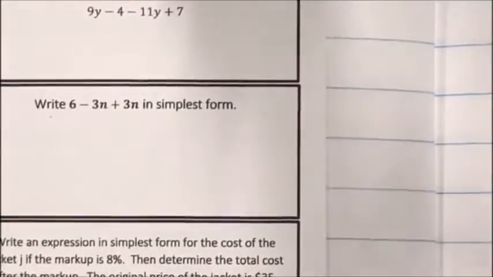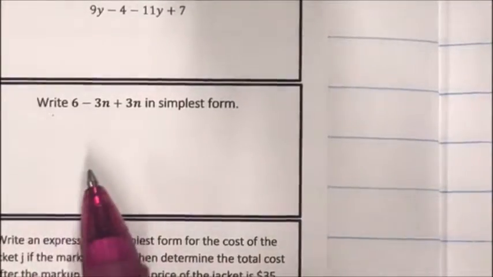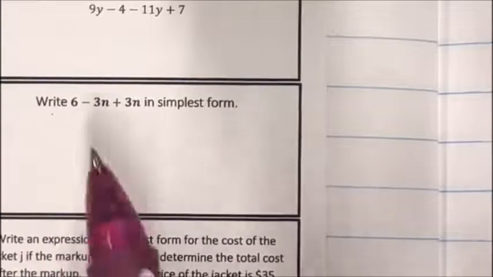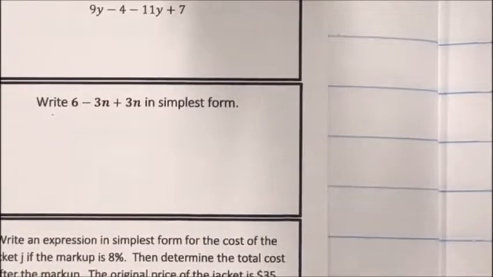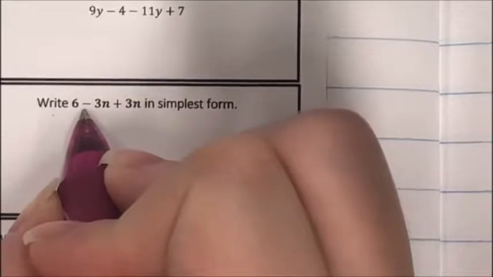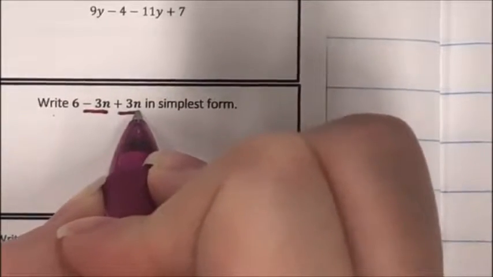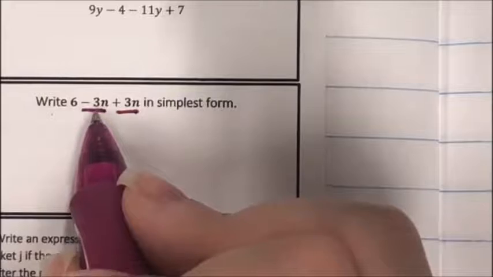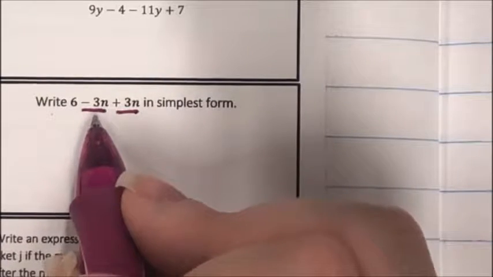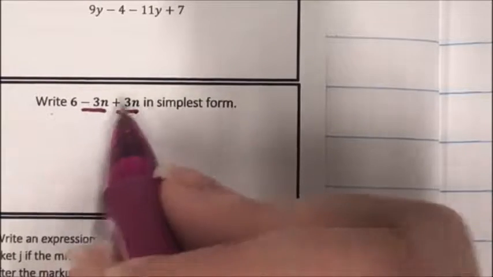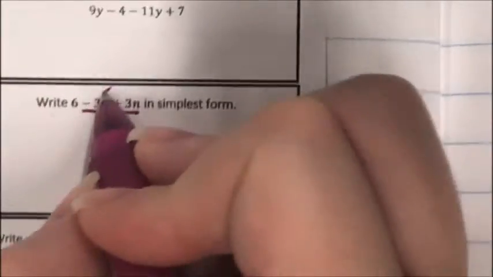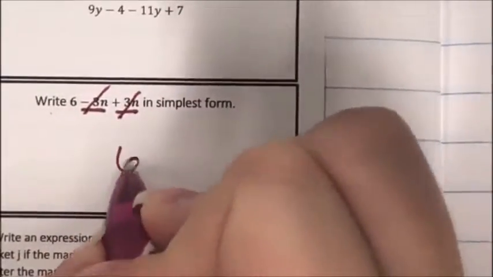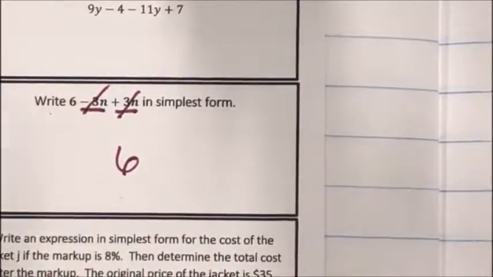My second try it problem says write 6 minus 3n plus 3n in simplest form. Okay, so I'm looking for my like terms. My like terms are negative 3n and 3n. Well, if I have 3n and I take away 3n, I have no n's left. So they go away and I'm left with 6.